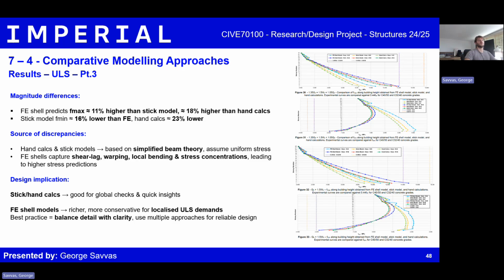Simpler methods smooth out shear lag, warping, and stress concentrations, while FE shells capture them directly. The message is that stick models and hand calcs are excellent for speed and intuition, but only shell modeling reveals the critical load demands that ultimately govern safe and robust design.